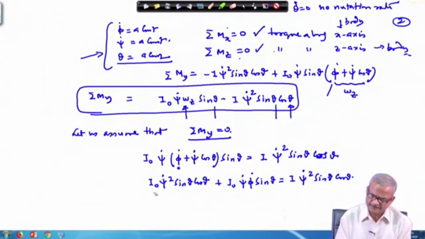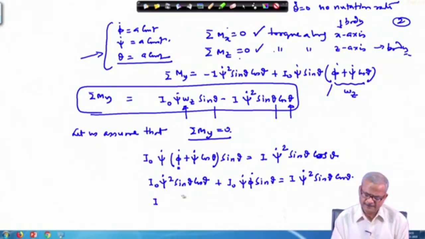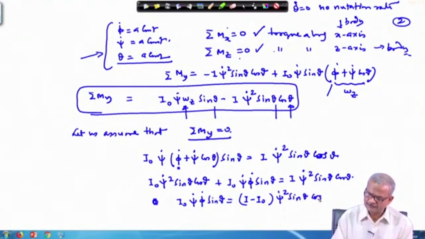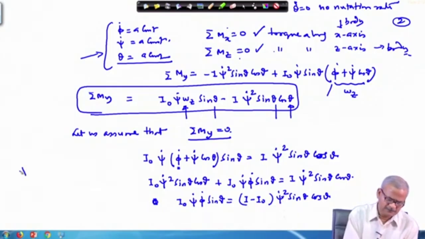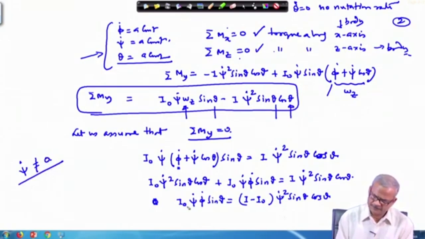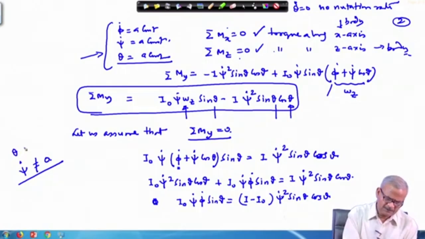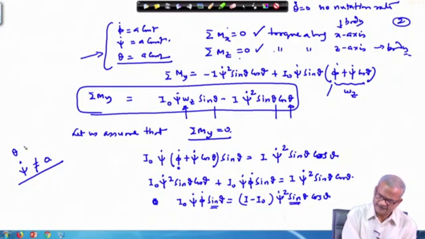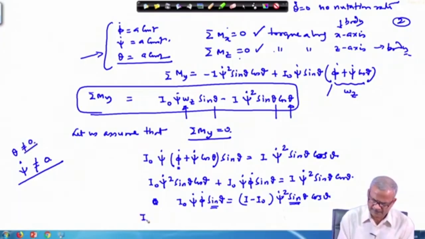What we are interested in, let us first take psi dot. These terms we are going to rearrange. So, we will write this as I_0 psi dot phi dot sin theta equal to (I minus I_0) psi dot square sin theta cos theta. Because psi dot is non-zero, this quantity is non-zero, and theta which is present on both hand sides is also non-zero.